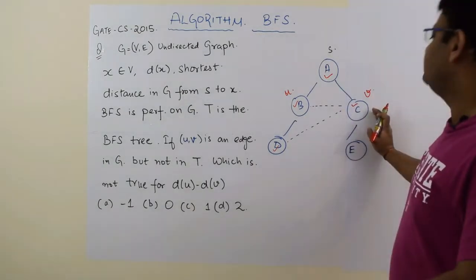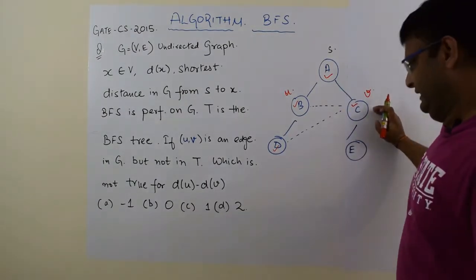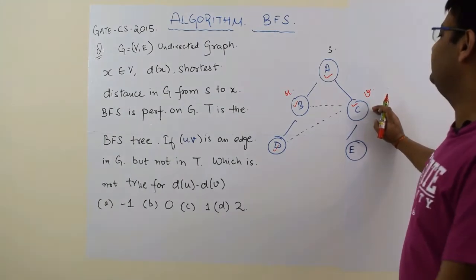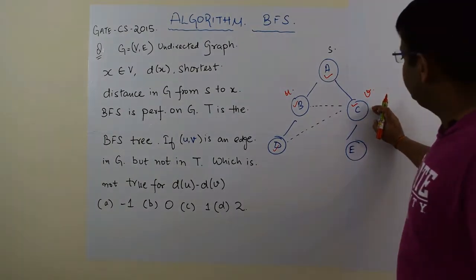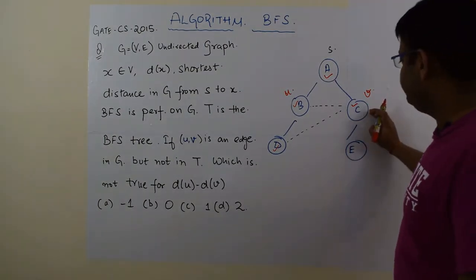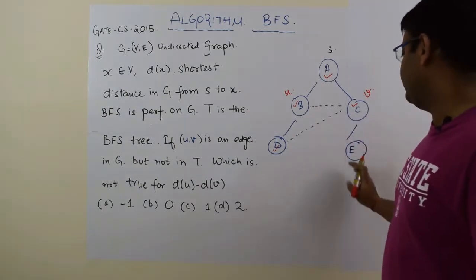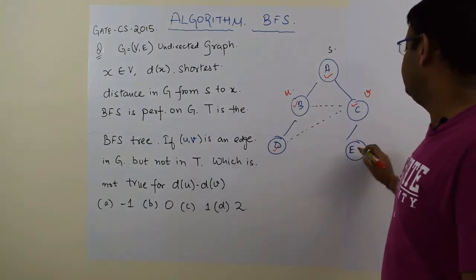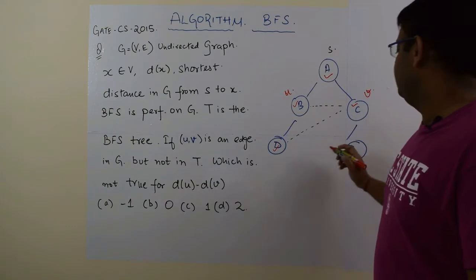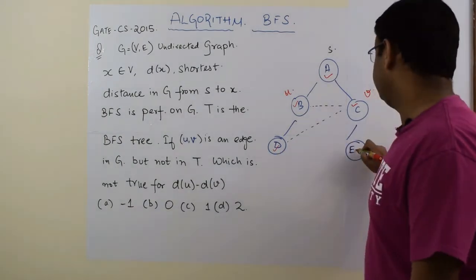You can watch my previous lectures. The method is given in quite detail there. Now what will happen? You'll come to C, see all the neighbors of C which have not been visited. So there is only one, E. So you push E into the queue, and mark it as visited.